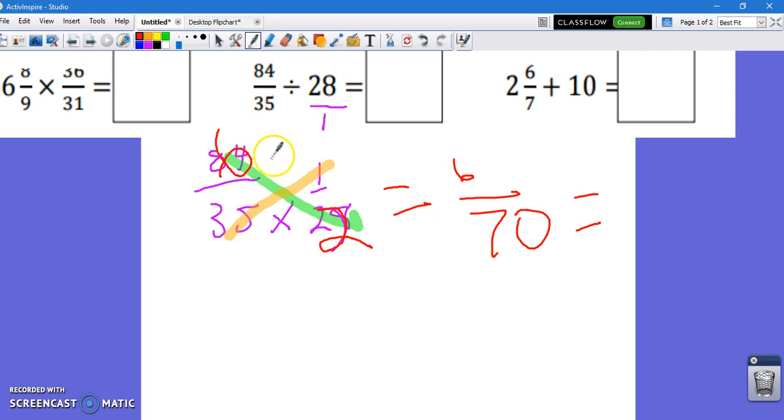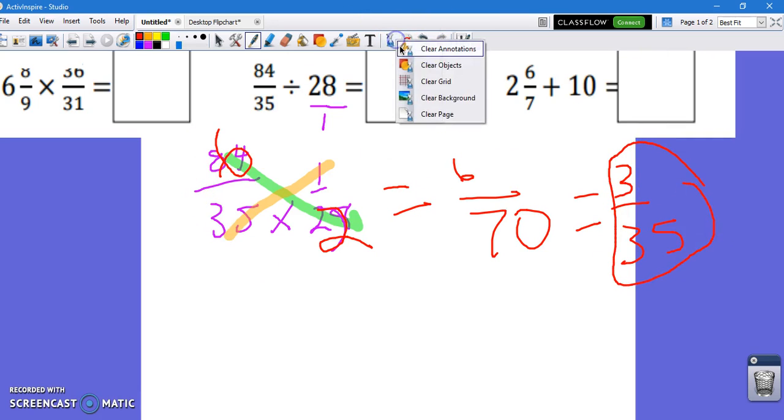Remember I couldn't find it in the chart before, but that doesn't mean that it's not going to reduce, because I can guarantee you that it will. So what am I going to reduce by? You can only start with 2. 2 will go into 6 3 times. 2 will go into 70, that's 70 divided by 2, 35 times. Now I'm satisfied. 3 over 35 for that answer.